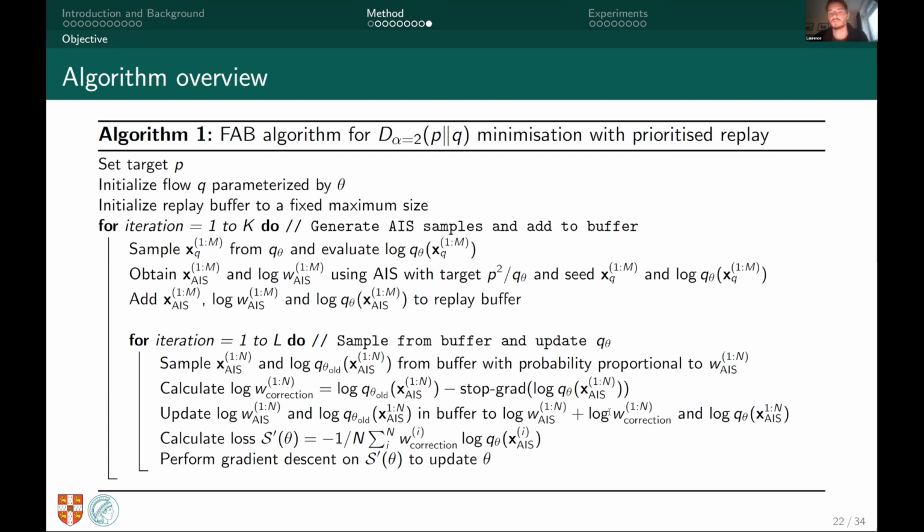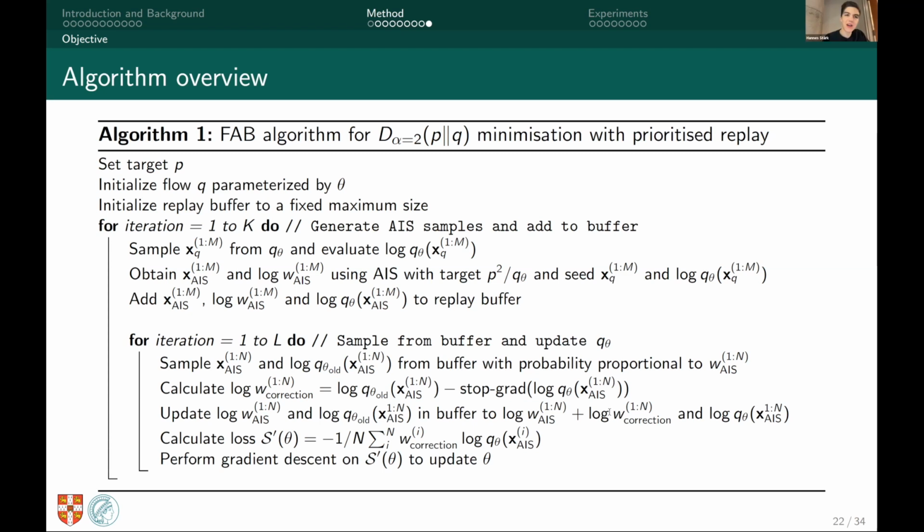We calculate the correction factor to account for the fact that our theta has been updated between when the original annealed importance sampling algorithm was run and the current stage of training that we're at. And then we can estimate our loss.